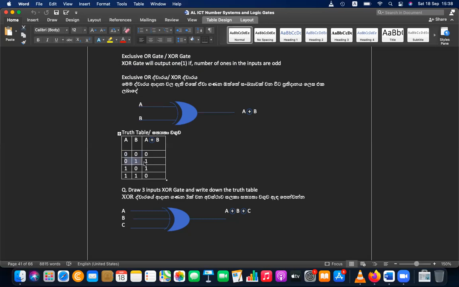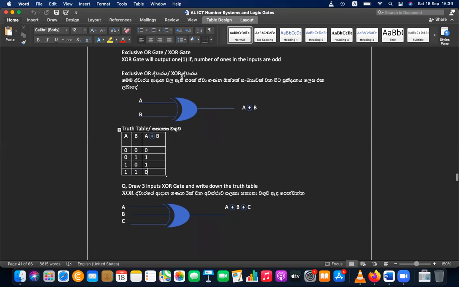Here in the second one you can see one is odd. Here again one input is there, that is odd. If it is odd, this will output 1. And if it is even, here there are 2 inputs. So if it is even, it will output 0. This is the odd-even gate, or this is called XOR gate. Please write down the note XOR gate.